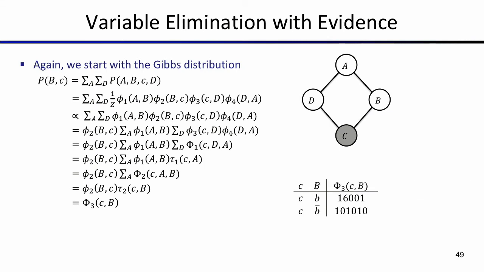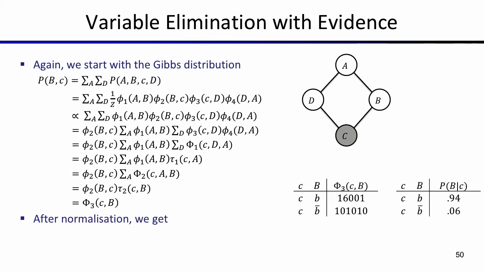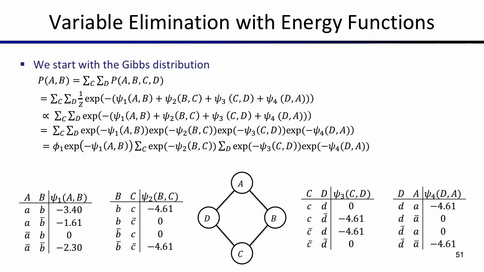So here it is unnormalized, and we needed to normalize it in order to compute the answer to our query, that is the probability of B given little c. So we just sum up these two values and we divide each one by Z, and we got the answer to our query. So this is what we got after the elimination, after the normalization, and these are the probabilities that we were looking for.